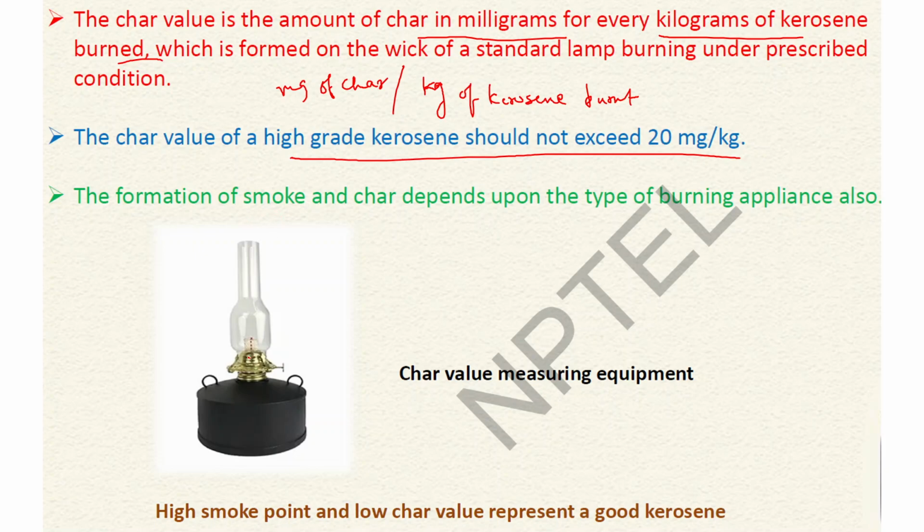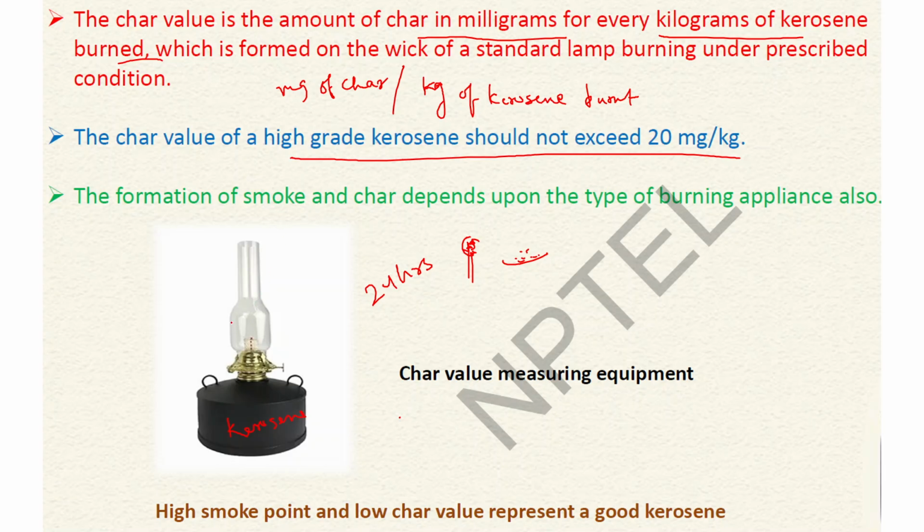And how is it formed? Kerosene will be here in this chamber. The wick is there. Suppose a specific amount of kerosene is taken and allowed to burn for 24 hours. After 24 hours, the remaining amount of kerosene in the lamp is measured and the wick is taken out, and on the tip of the wick you will see some deposit. This deposit is taken out in a watch glass and measured, and the char value is given in terms of mg of char per kg of kerosene burned.